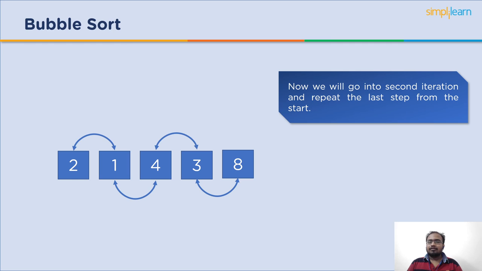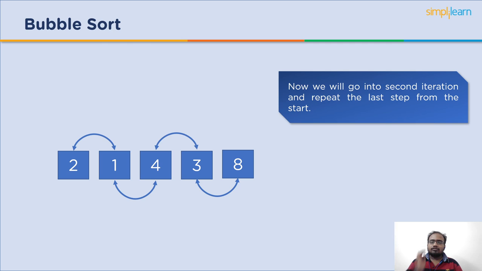Then we will have 2 and 4. We don't have any swap between them. So we will go to the next pair. We have a swap between 4 and 3. So we will swap them. So it will become 1, 2, 3, 4, and 8. Then we have to go to our next pair. It is 4 and 8. There is no swap between them.